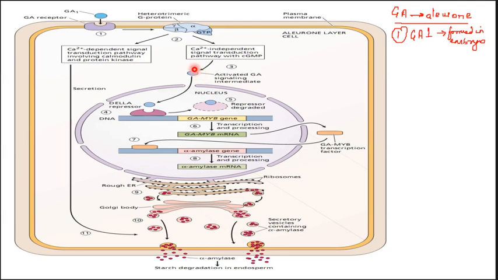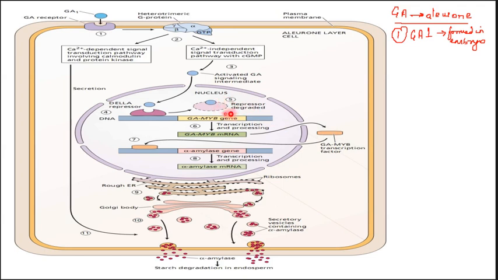So after the activation of the heterotrimeric protein, there will be an intermediate which will be activated. This intermediate, which was formed in response to the GA signal, will bind to DELLA, and DELLA will be degraded. Then what will happen?